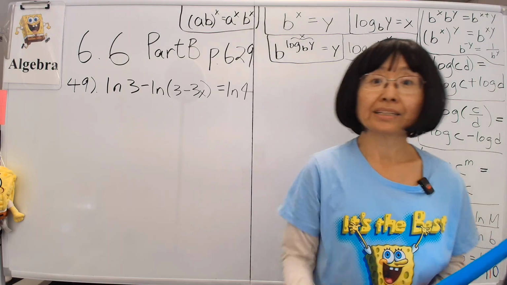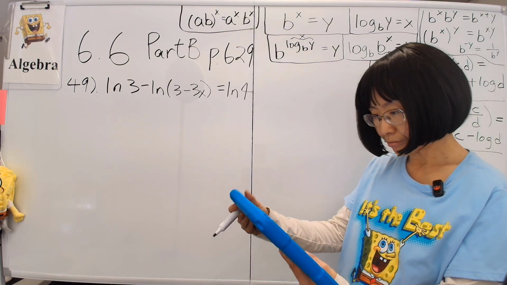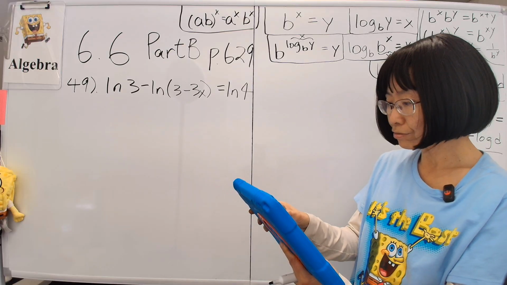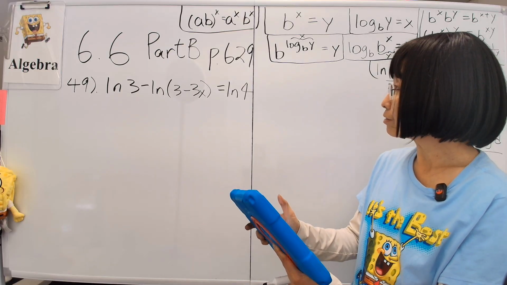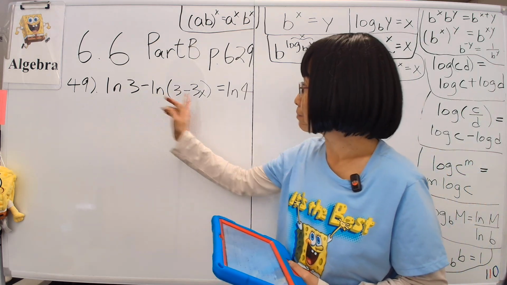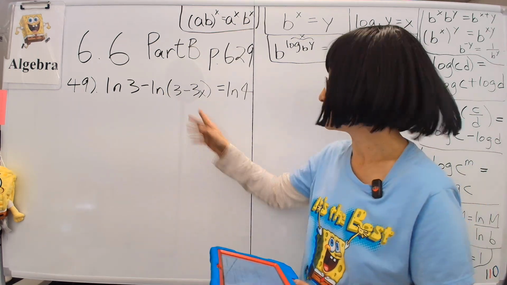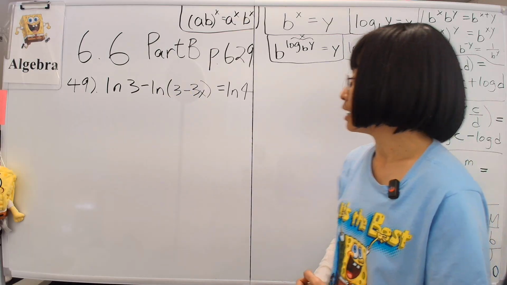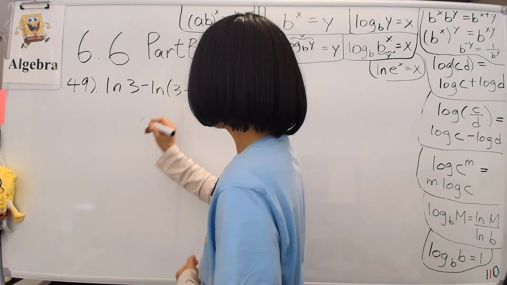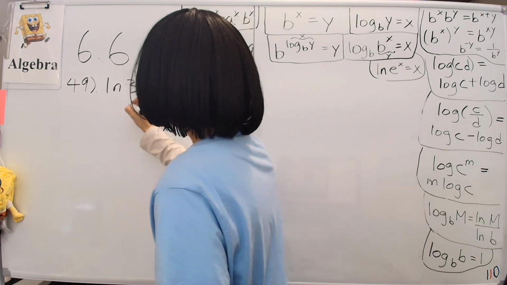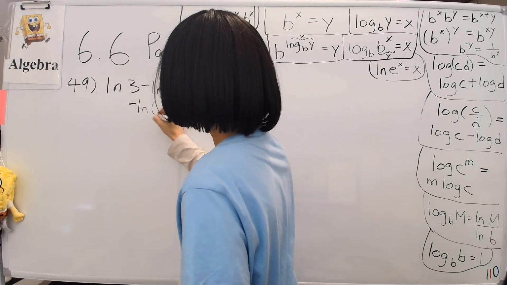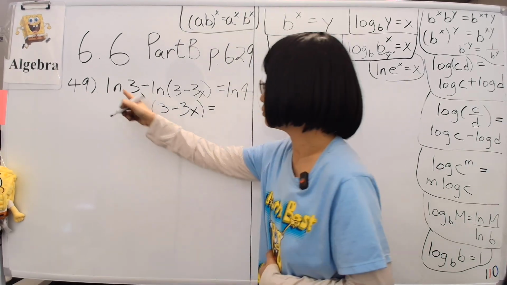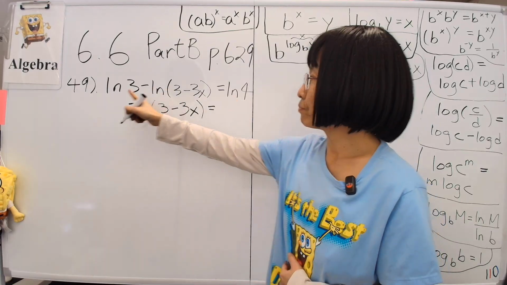Next, let's look at problem 49, which says natural log of 3 minus natural log of 3 minus 3x equals natural log of 4. Okay, now this time, again, x only appears in one spot, which means we can kick all this thing to the other side. Okay, so let's do that. And we have, therefore, upon kicking, did I dry this up? Okay. So we have minus natural log of 3 minus 3x, and that equals natural log of 4 minus natural log of 3.